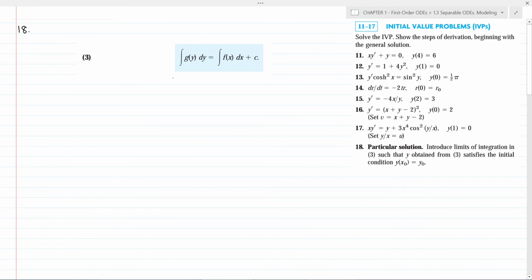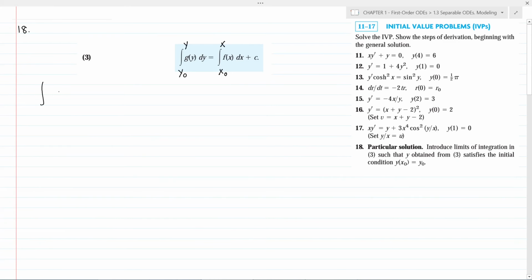That can be done by writing y0 here, x0 here, y here and x here to make the solution satisfy the initial condition y of x0 is equal to y0. We will verify this. First, let us follow the usual method that we have been following till now.